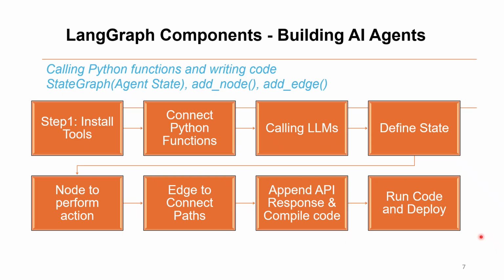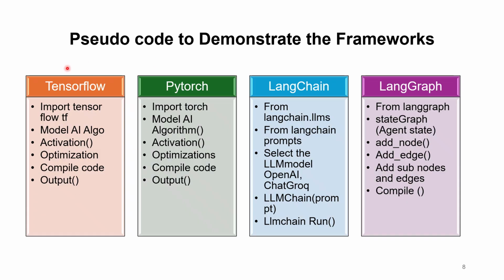Now let us look into the sample code of frameworks. Here we have TensorFlow, PyTorch, LangChain and LangGraph. We don't have LangFlow here because that is completely based on visuals. If you are using the TensorFlow framework, in the source code first include the line import tensorflow as tf, and then based on the application decide the machine learning algorithm that you want to use and call that algorithm. Let's say if it's supervised learning, linear regression, and if it is classification, then call the classification algorithm, then use activation functions and optimize, and then compile the code and you get the output.